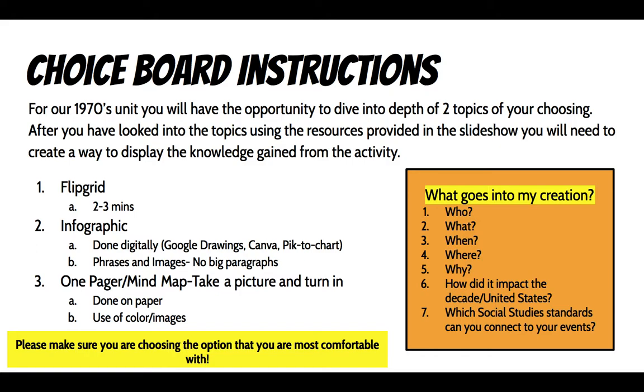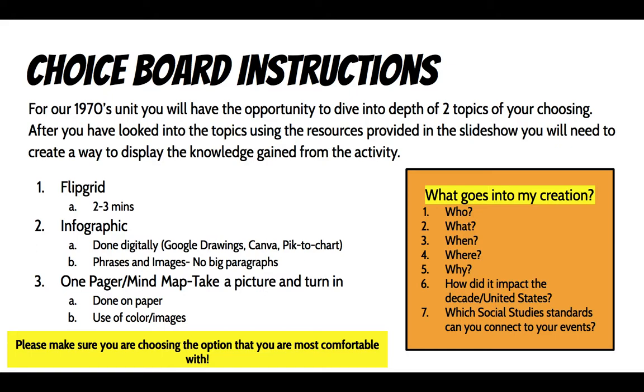Number 6 is how did it impact the decade? You can talk about how it impacted the 70s total, or you can talk about how it impacted the United States total. And then the last thing is you're connecting your social studies standards to the event. You can say what standard best applies to what happened for your event.